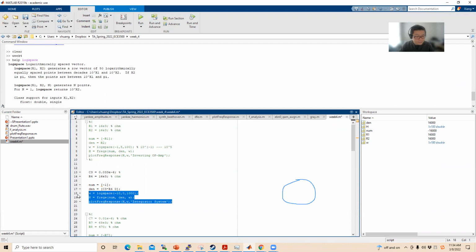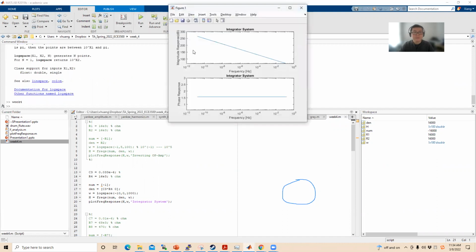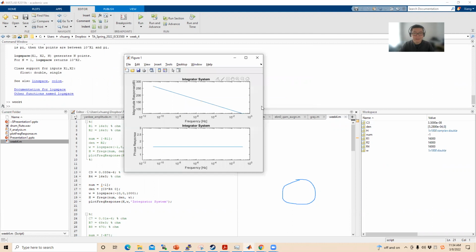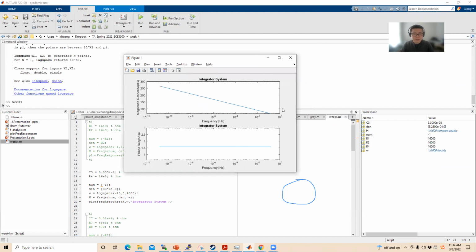Then I still use the built-in function to show the response. You can see it will be like this. You can see the magnitude has changed over different frequencies, but the phase didn't change.